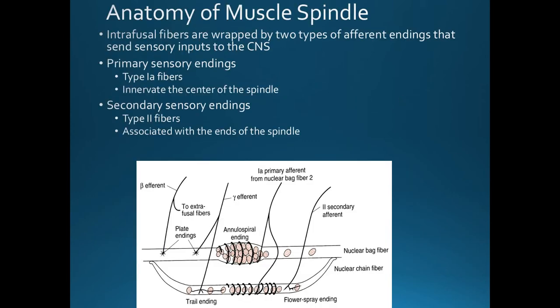Intrafusal muscle fibers are wrapped by two types of sensory endings. One, primary sensory endings, type Ia fibers, innervate the center of the spindle, and secondary sensory endings, type II fibers, associate with the ends of the spindle, as shown in this figure.